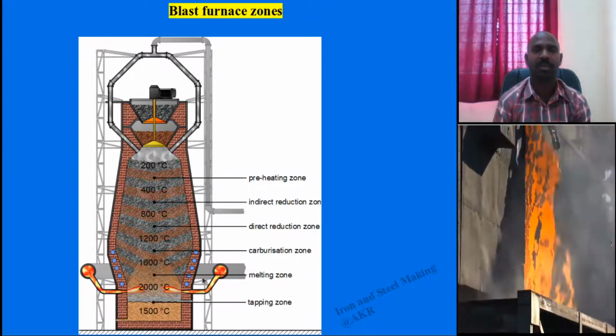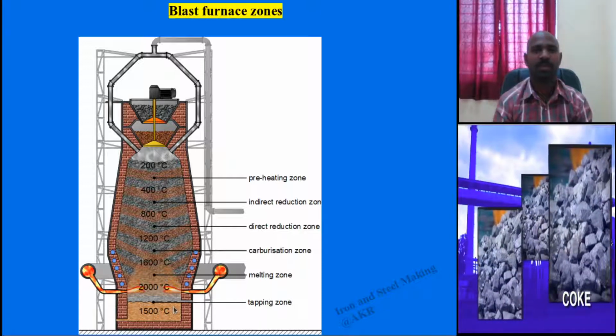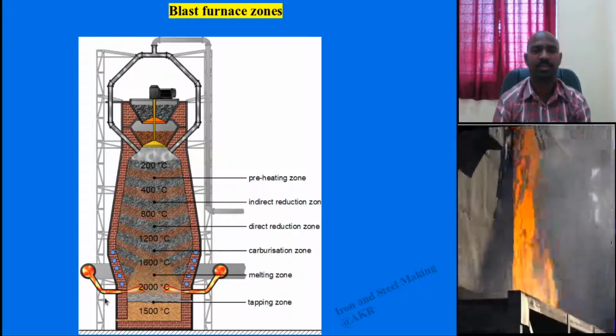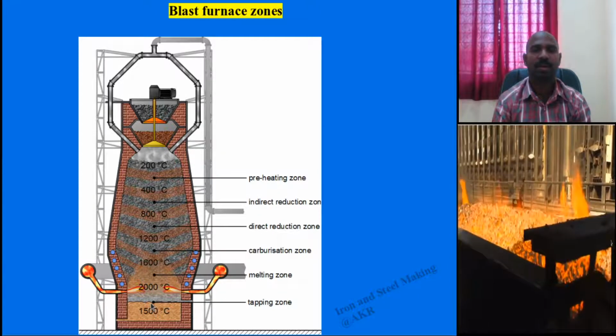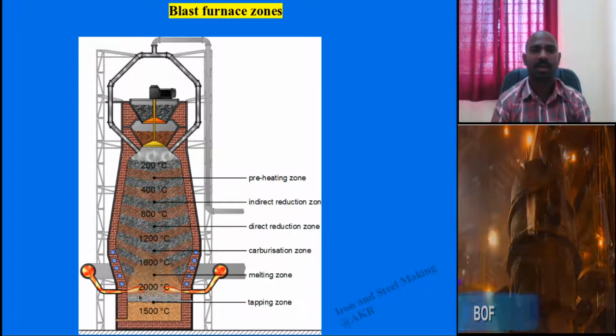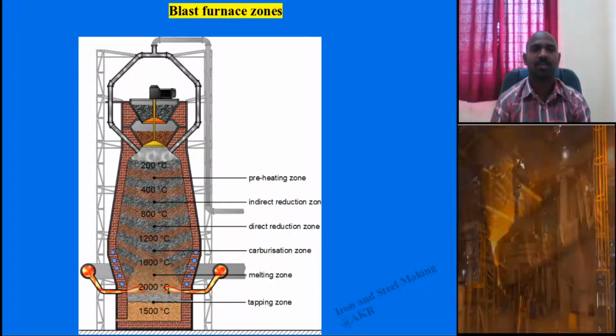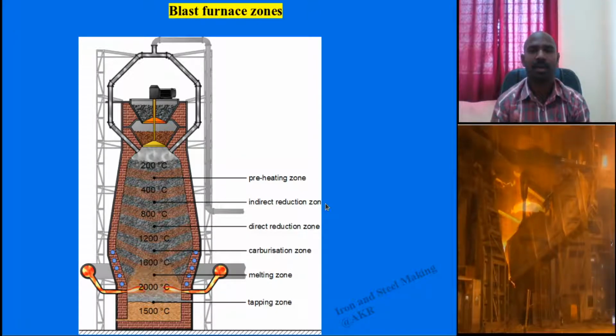These are the tuyeres on either side of the blast furnace. So at the hearth zone, at the slag tap hole and pig iron tap hole, the temperature is around 1500 degrees Celsius. But near the raceway, it is 2000 degrees Celsius. This point one needs to make a note.